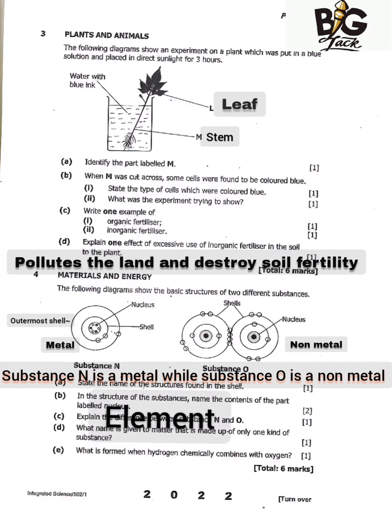Then the last one, question E: what is formed when hydrogen chemically combines with oxygen? When hydrogen chemically combines with oxygen, water is produced, which is H2O.